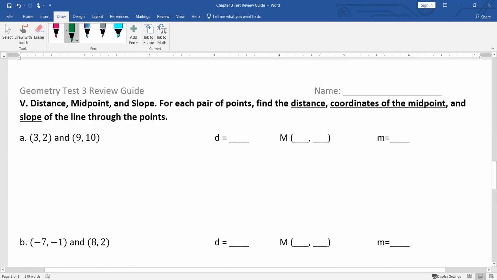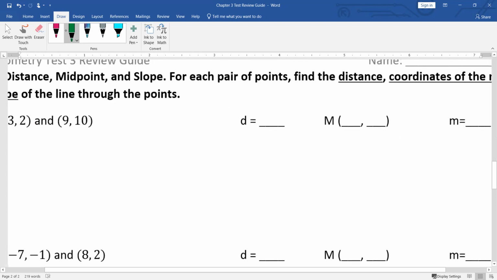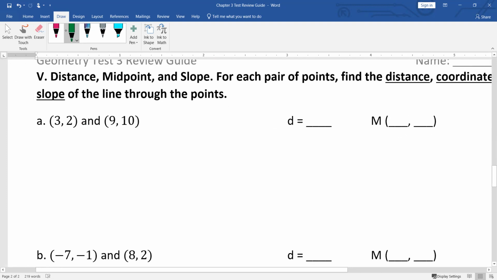I want to focus now on 3.4 and 3.5. So 3.4 is your distance, your midpoint, and your slope. And then we'll move on into 3.5's lesson. So for these, I'm asking for the distance, the midpoint, and the slope of each pair of, hold on, two ordered pairs.